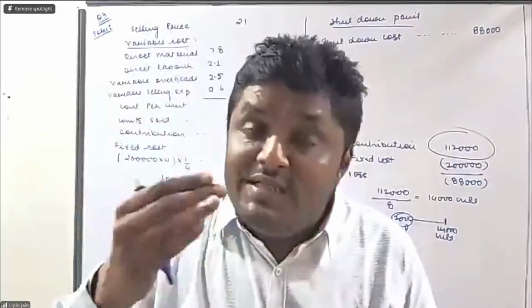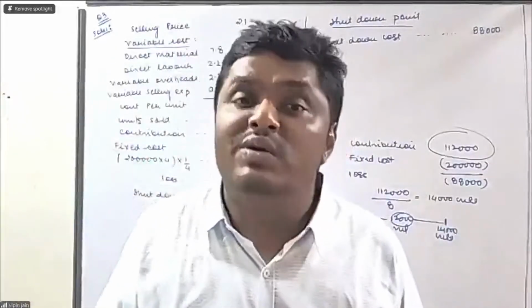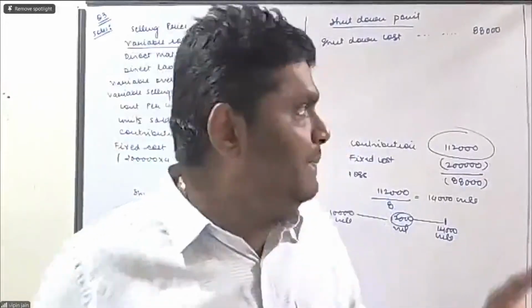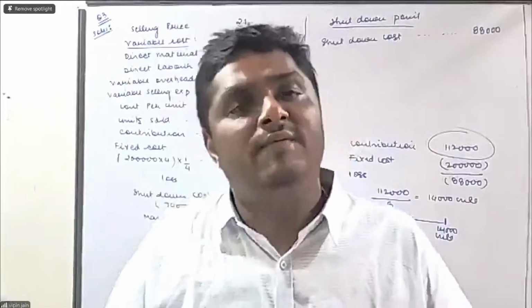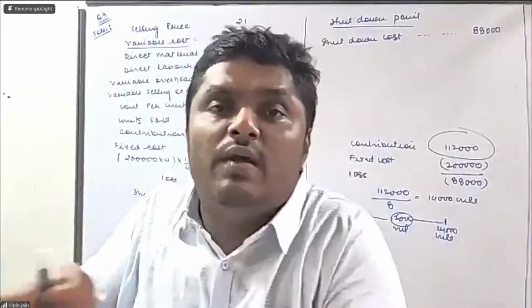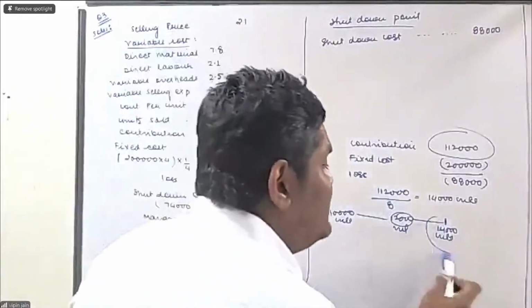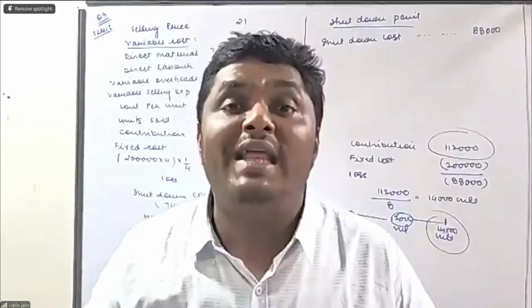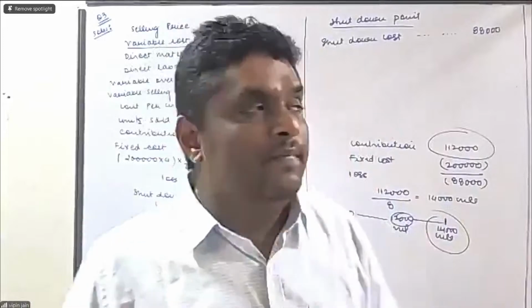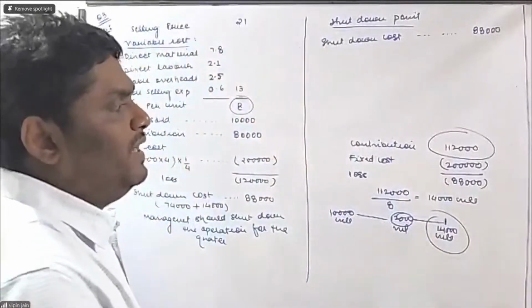But once it crosses 14,000, it's a good sign for the company. That company will start saving some loss. See, profit though, once they cross BEP, they will make profit. But yes, there will be a saving in loss once they cross 14,000. So 14,000 units is the point where we are indifferent. We can continue also, we can discontinue also. So this 14,000 units is my shutdown point.